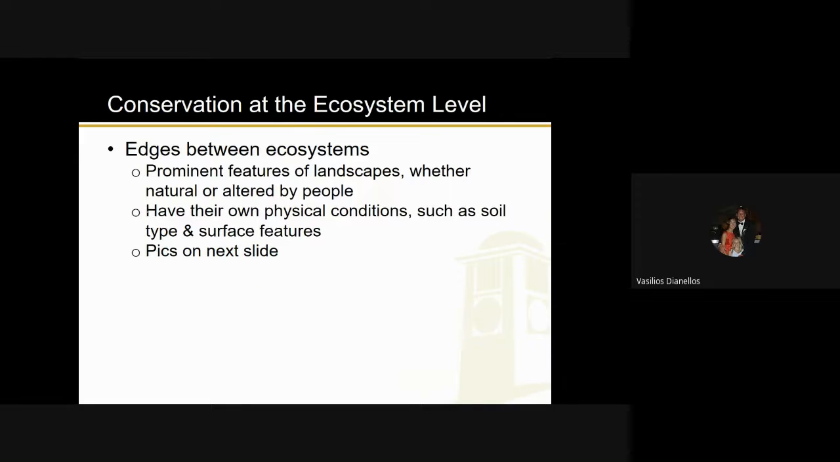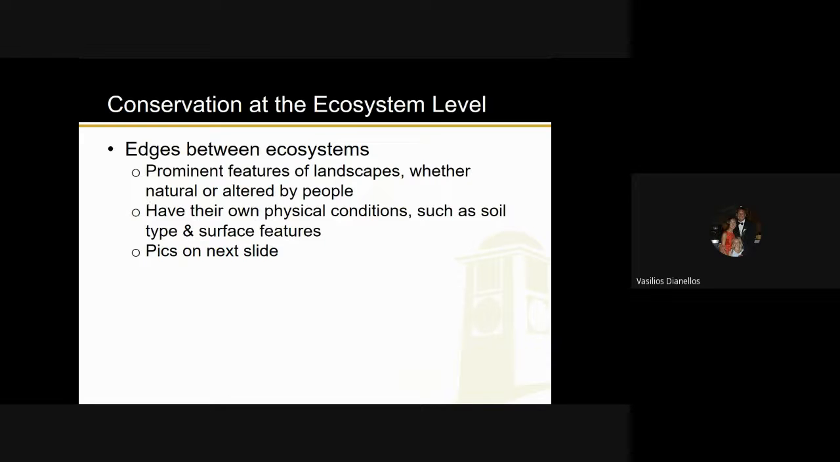Your book also points out that the edges between ecosystems are prominent features of landscapes, whether natural or altered by people. I'll show you what I mean with a picture on the next slide. They have their own physical conditions, such as soil type and surface structures. For example, the river is its own ecosystem, right? Think about that. You have aquatic things that live in the Kanawha River that don't live in the Kanawha State Forest, and vice versa, right? You have things that live on those mountains that don't live in the river. Those are two distinct ecosystems.